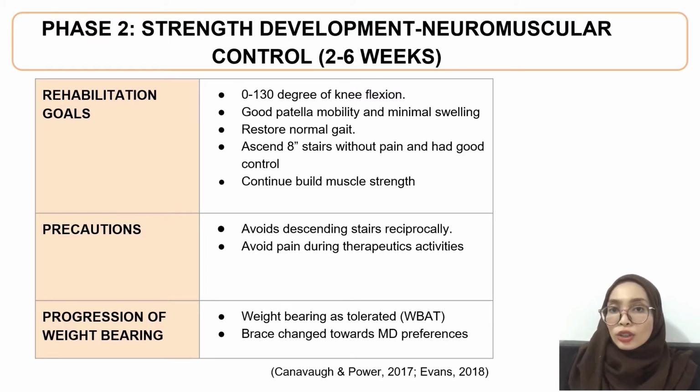And then, to restore normal gait, which is non-antalgic gait. Next, to be able to climb up stairs of about 8 inches. And lastly, continuing to improve lower extremity and core body strength. Patients need to avoid activities such as descending stairs and avoid activity that causes pain. As for the weight bearing, follow the doctor's preference and patient tolerance.